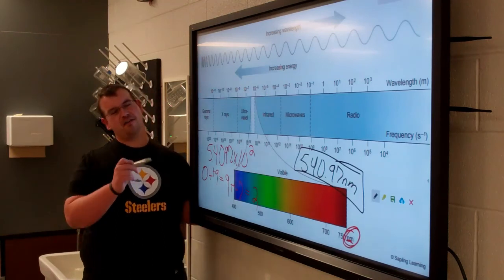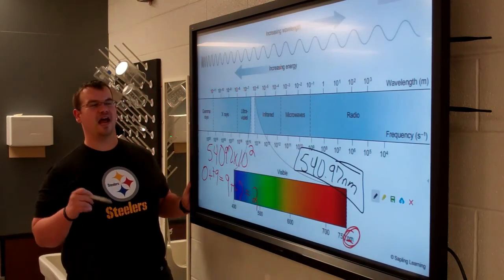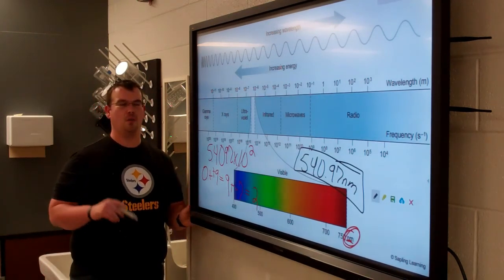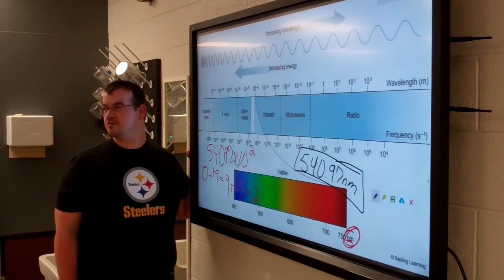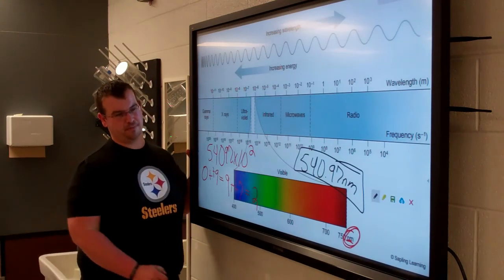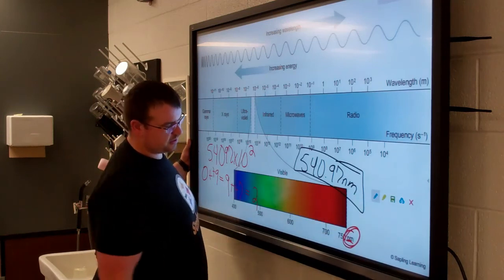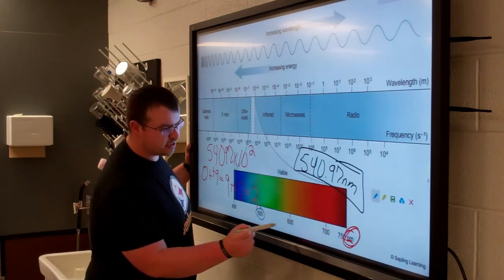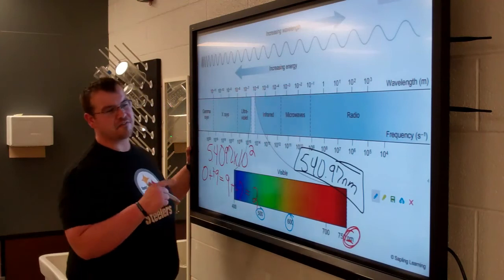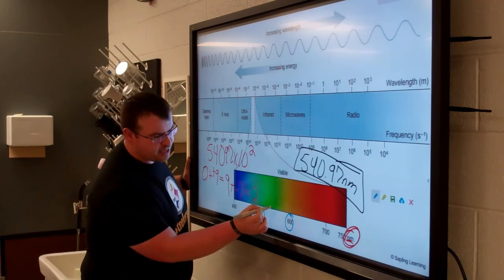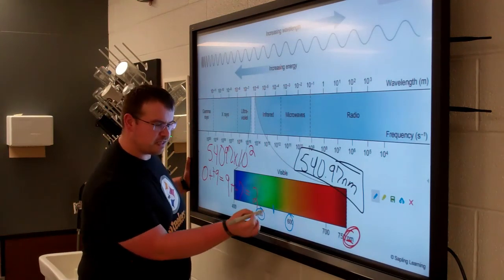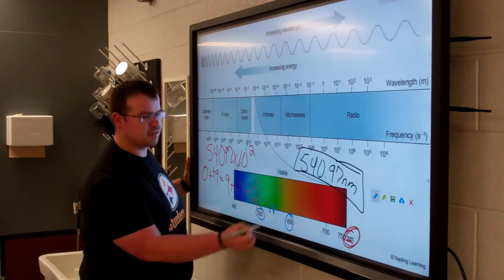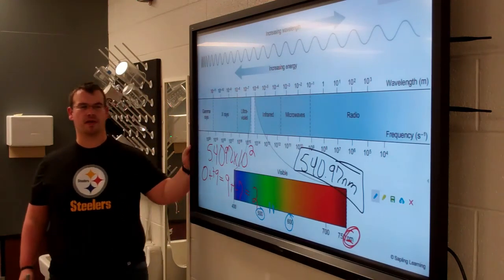So in this case, 540.97 nanometers. Now, where's that going to fall? We have to choose the color. Notice something. Here's 500. Here's 600. You're looking at 540. It's 550 about right there, so somewhere in there is about 540.